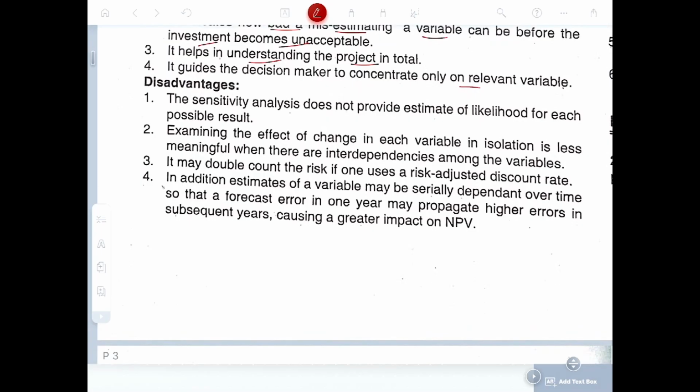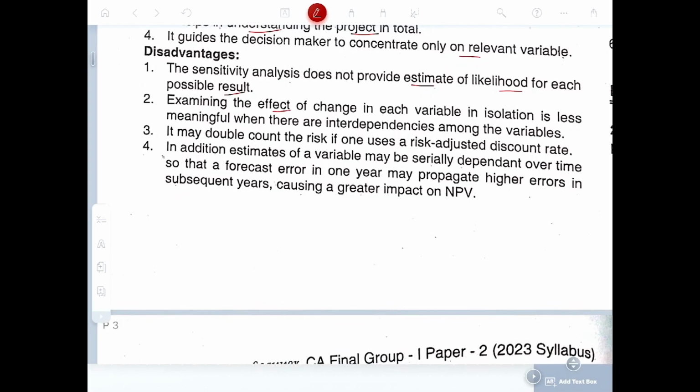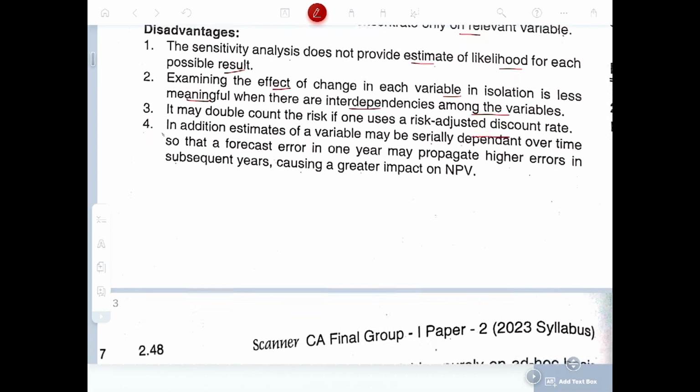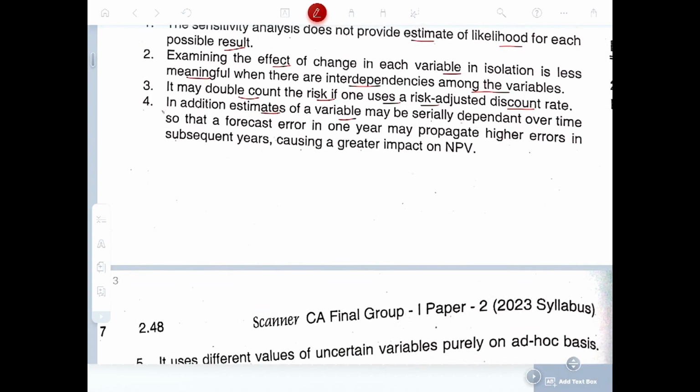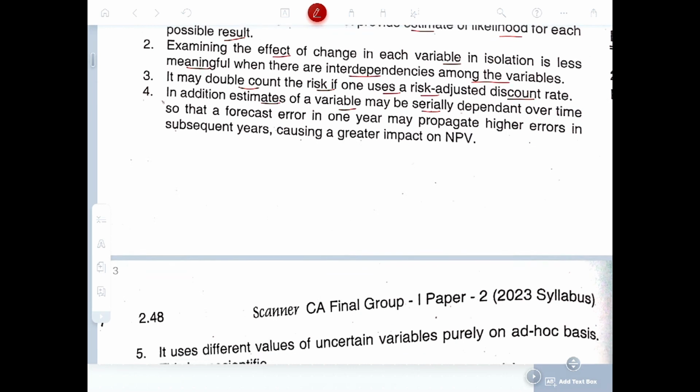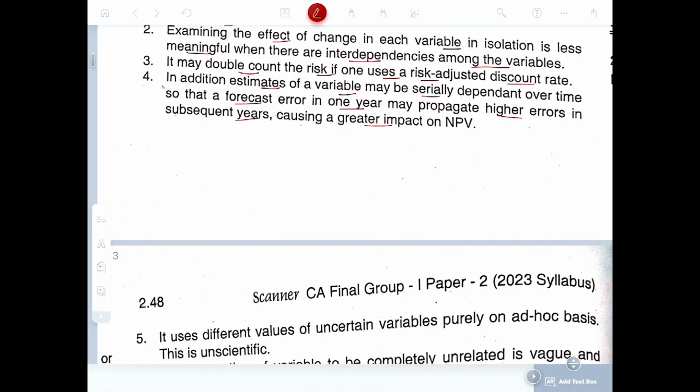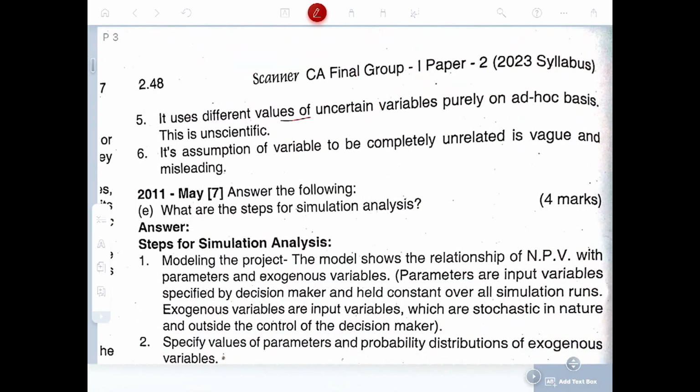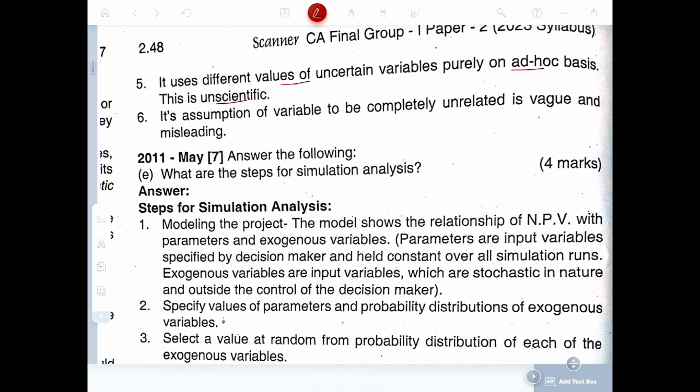Disadvantages: sensitivity analysis does not provide an estimate of the likelihood of each possible result. It examines the effect of change in each variable in isolation, which is less meaningful when there is interdependence among these variables. It may double count the risk if one uses a risk-adjusted discount rate. In addition, estimates of variables may be serially dependent over time, as a forecast error in one year may propagate a higher error in the following years, causing greater impact on NPV. It uses different values of uncertain variables on an ad hoc, unscientific basis. The assumption that variables are completely independent is vague and misleading.